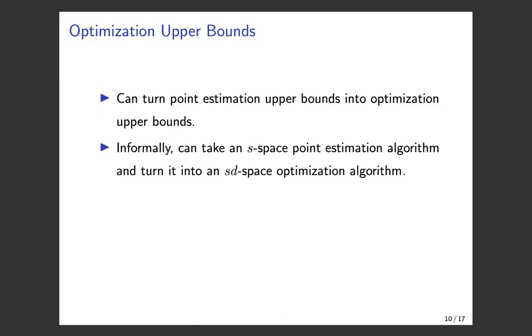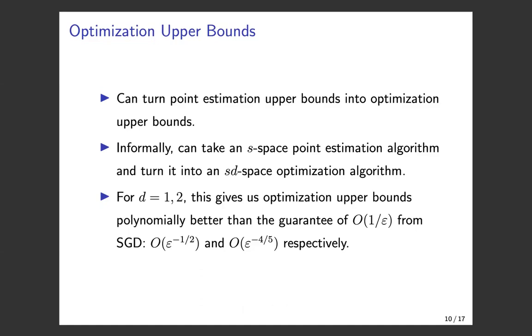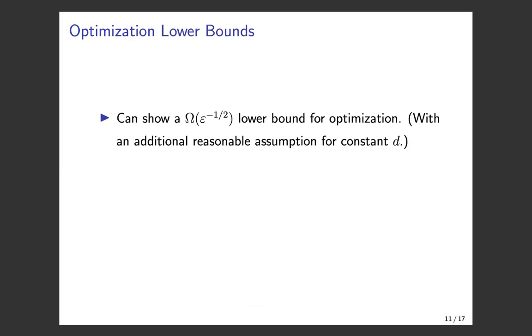And so if d isn't so large, that's like logarithmic in 1 over epsilon or something, or a constant, then this gives us pretty much an S space optimization algorithm. And so remember that for constant d equals 1 and 2, we had a 1 over root epsilon and epsilon to the minus 4/5 upper bounds respectively for point estimation. So basically this is giving us upper bounds for optimization that are polynomially better than what we got from SGD, which was 1 over epsilon.